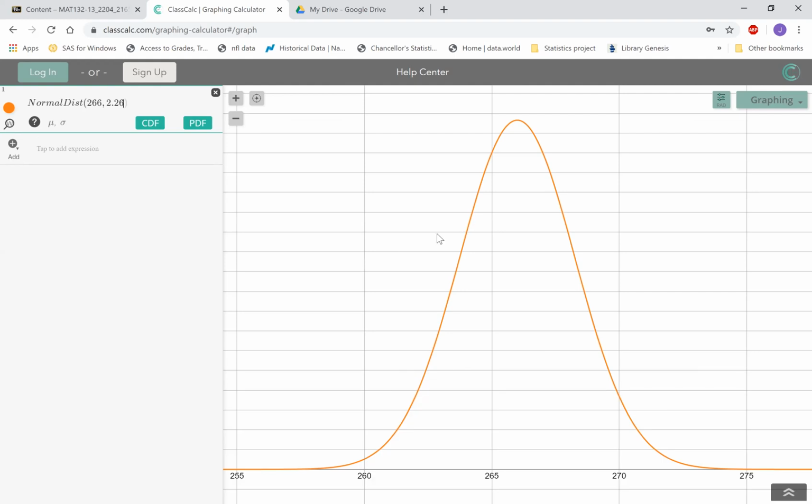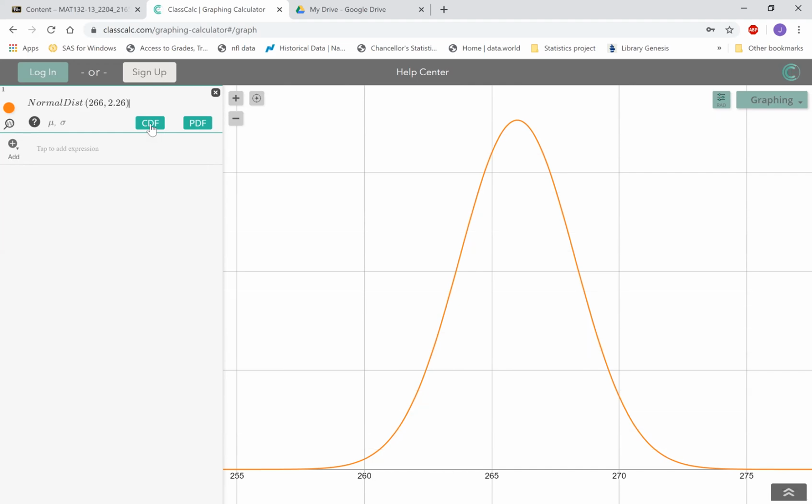So since we want to find the probability of this distribution, we're going to do a CDF. So we'll say CDF, and you just want to put the lower bound. So the lower bound is 260. The upper bound is infinity. So if you look at it, you get the exact same answer of 0.996 as when I did it with the TI-83.